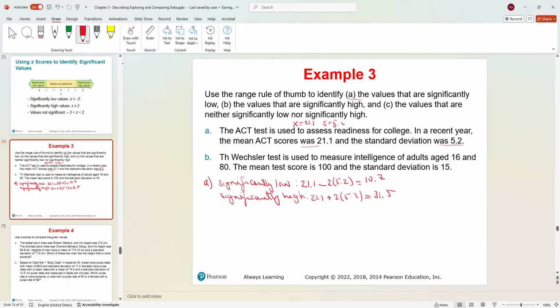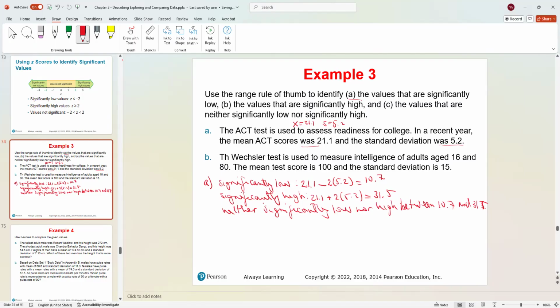Scores that are not significant, neither significantly low nor high, will be between these two numbers, between 10.7 and 31.5. Okay, so that's how we answer these questions.